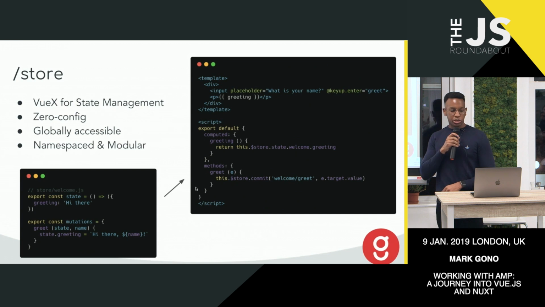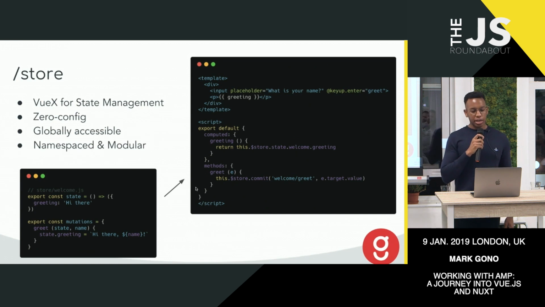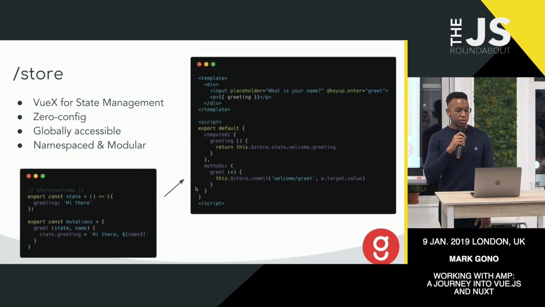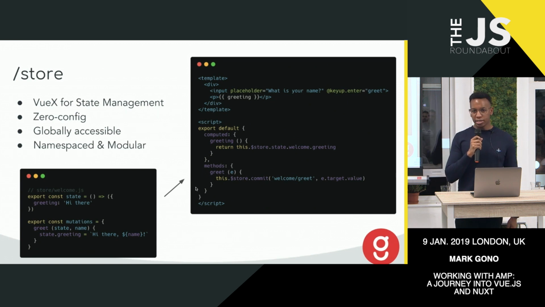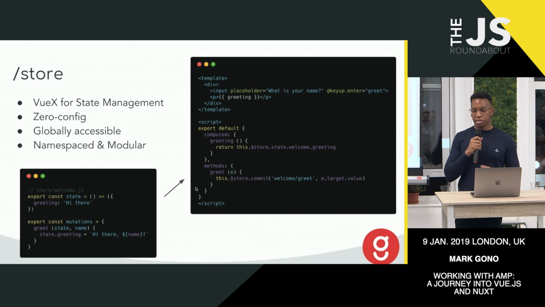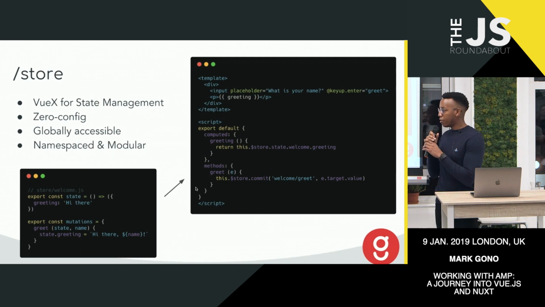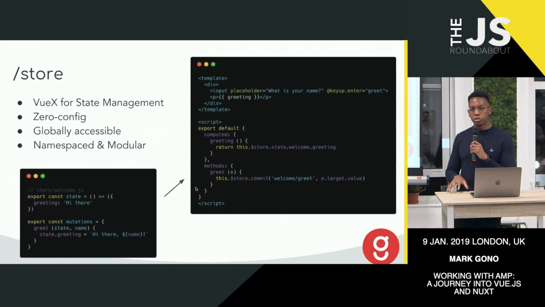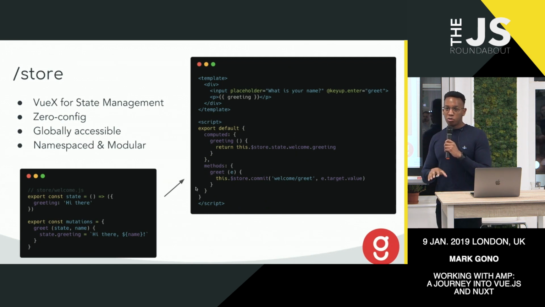And similarly, the store directory has a few opinions of its own. Nuxt uses Vuex for state management. If you wanted to use something else, you're more than welcome to. But if you create a store directory in the root of your Nuxt app, it will automatically include Vuex for you. It's a zero config directory, which means that essentially if we were to create a file within that directory, Nuxt is also automatically going to make that portion of your store globally accessible.